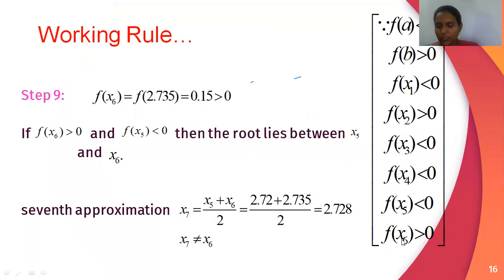Then check with the previous value. Is it positive or negative? The previous functional value, f of x5, is negative. So that means the root lies between x5 and x6. Let us now take the seventh approximation as the average of x5 and x6. We got 2.728, the seventh approximation value.